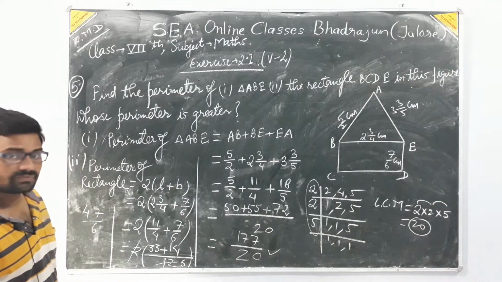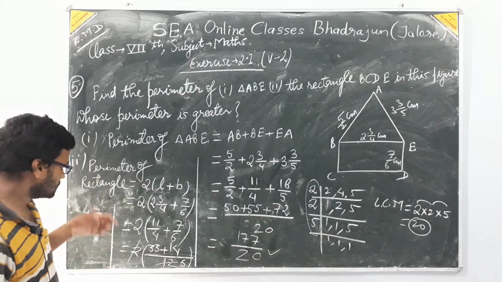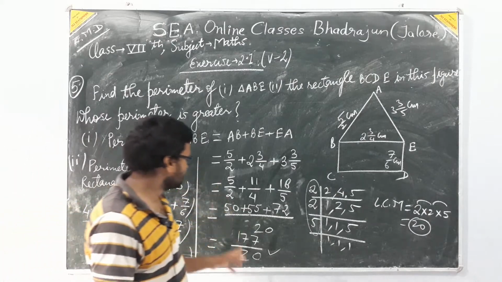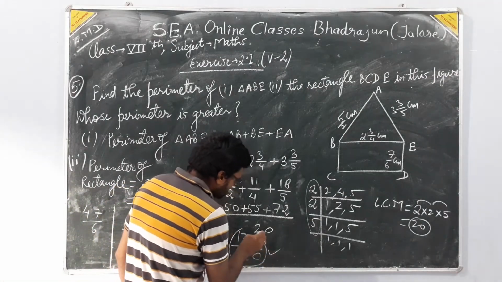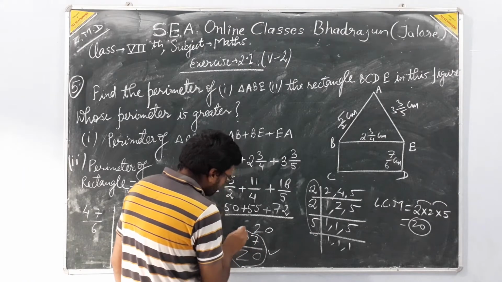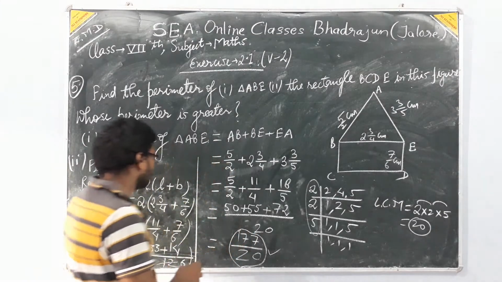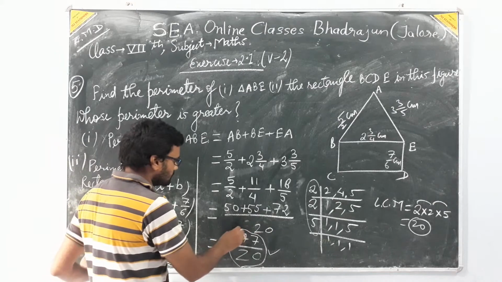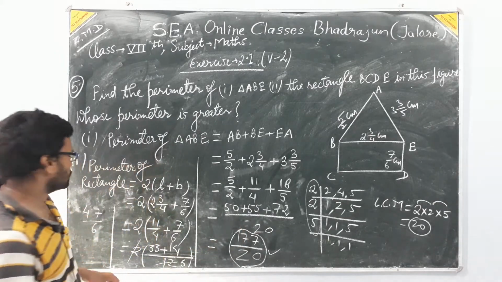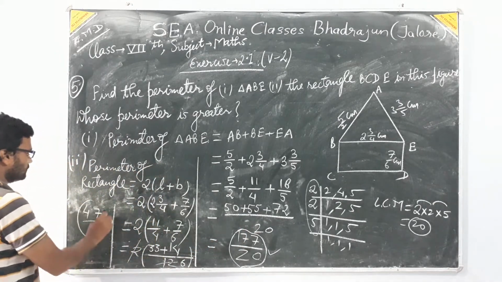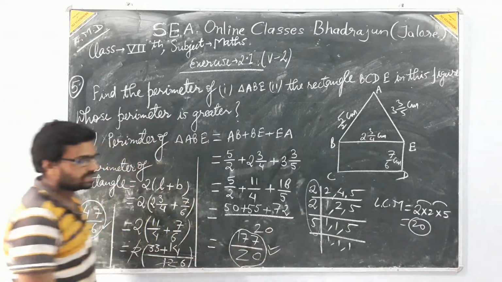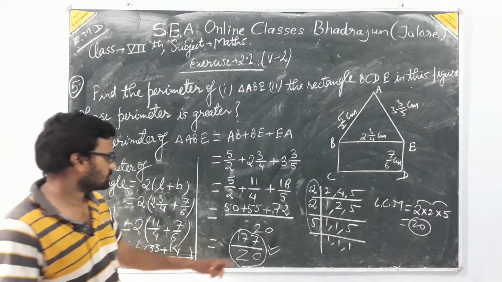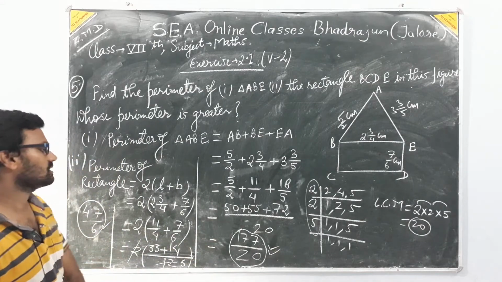So our perimeter is 47 upon 6. Here the first perimeter is 177 upon 20, and the second is 47 upon 6. Now we will go by taking these two.